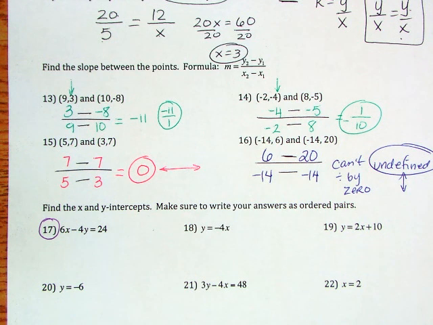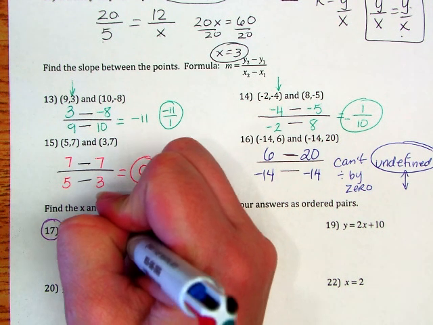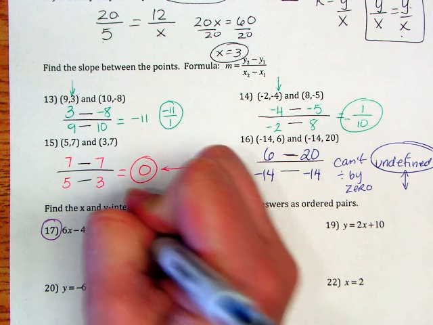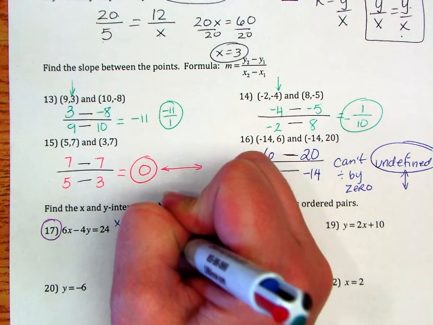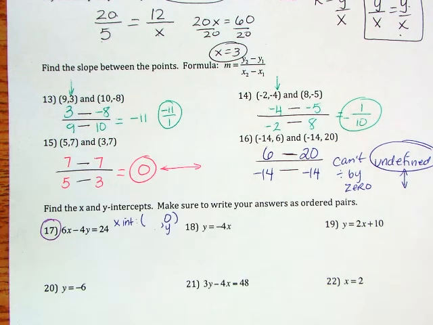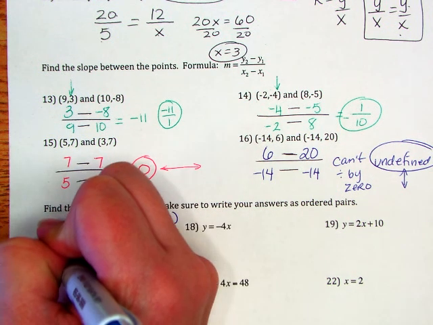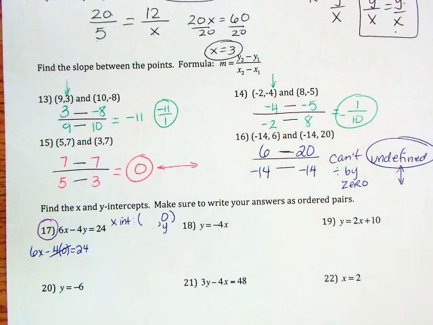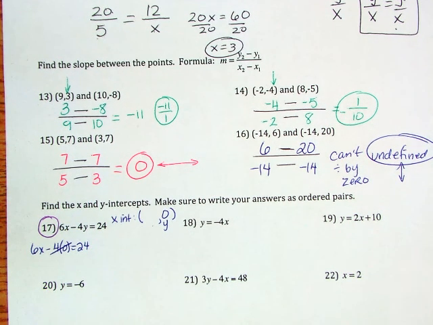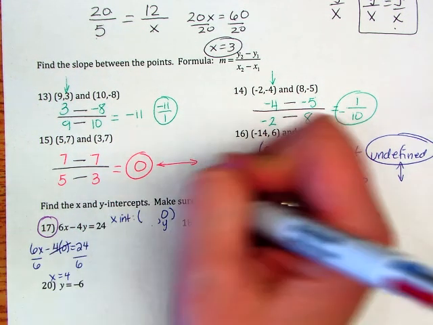When you are asked to find the x-intercept, we know that y is equal to 0. So I take that and I actually plug it in here. And I have 6x minus 4 times 0 is equal to 24. I cancel that because it equals 0. I'm going to divide both sides by 6. X equals 4.